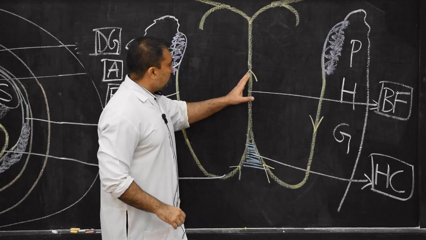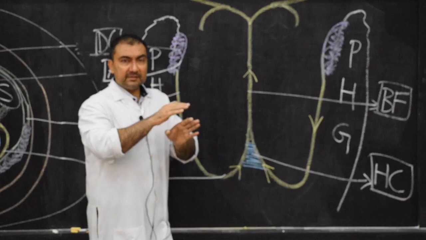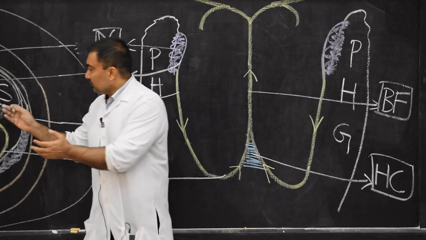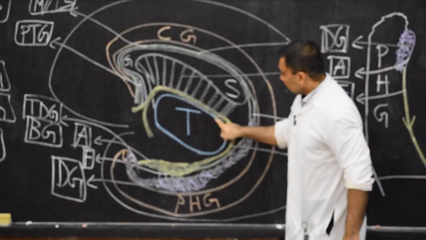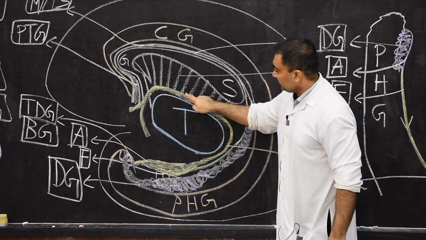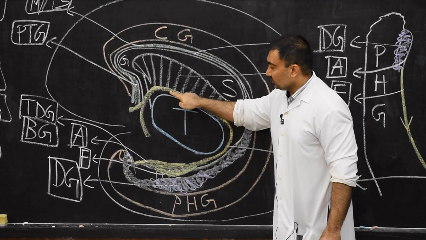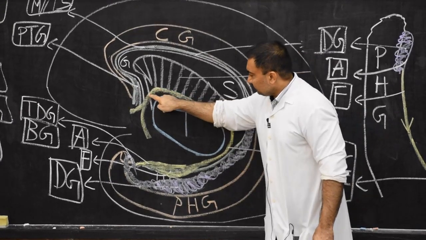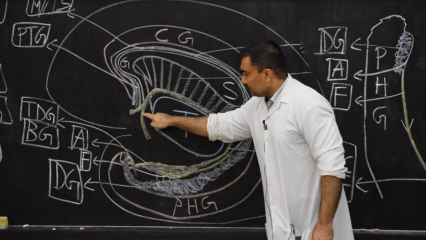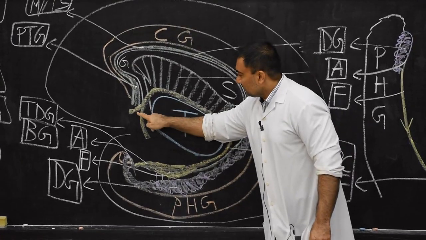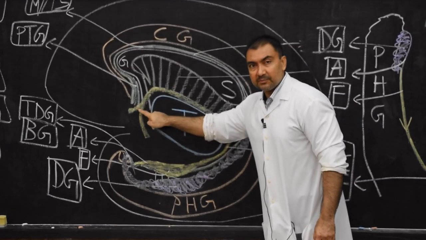This body of the fornix will be lying just below the septum pellucidum. Please come on this side where we show here. This is the body of the fornix lying below the septum pellucidum. Therefore, once it passes anteriorly, it will split into the right and left anterior columns of the fornix.